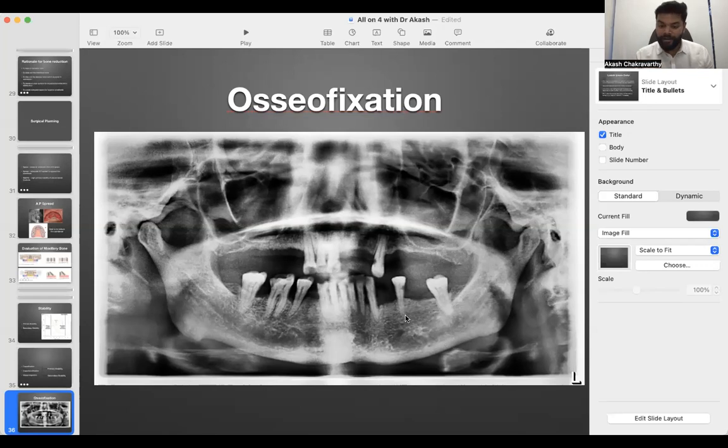Similarly in the mandible, this is your superior cortex and this is your inferior cortex. You need to engage both of them. If you cannot engage them, sometimes it is too long, you have to engage the buccal cortex. You engage the lingual cortex and buccal cortex. You have to angulate your implant in such a way that you engage any two cortices.